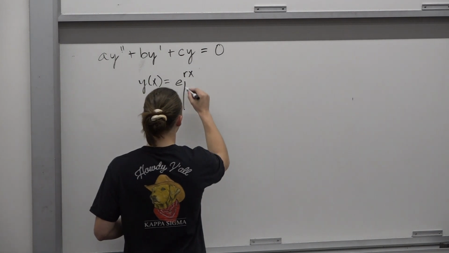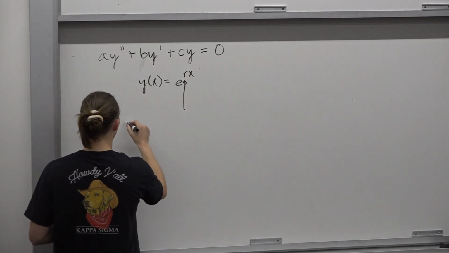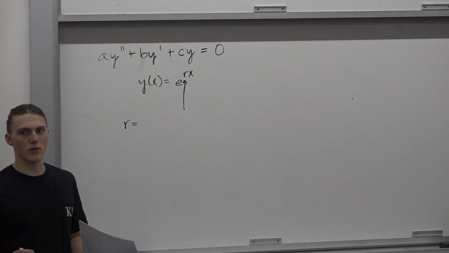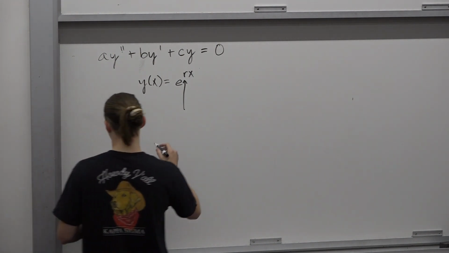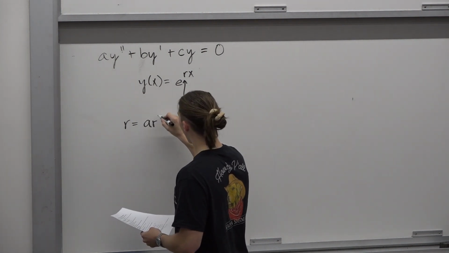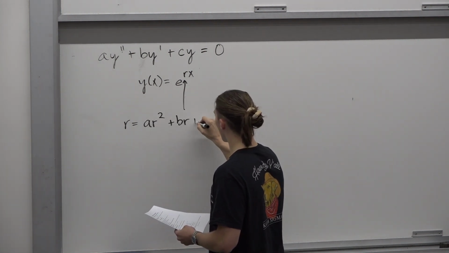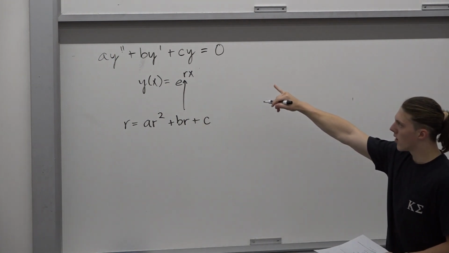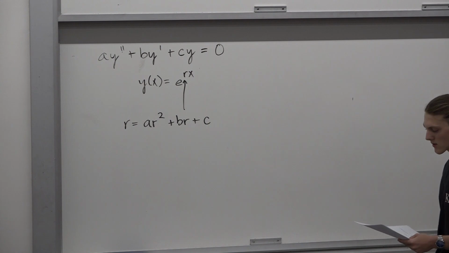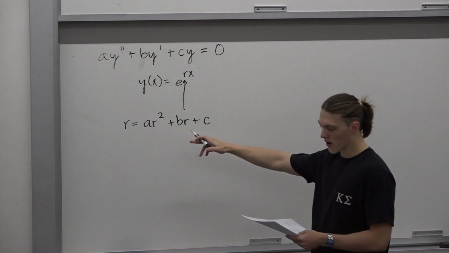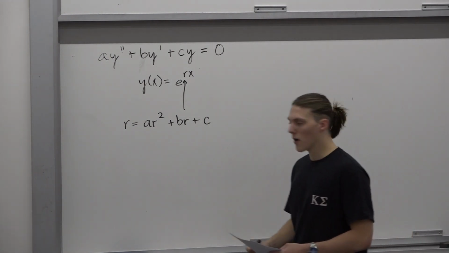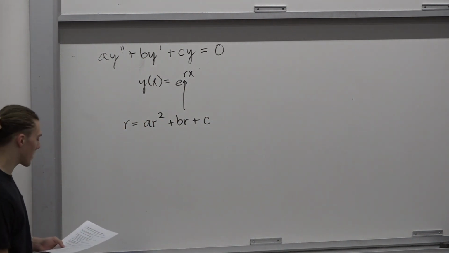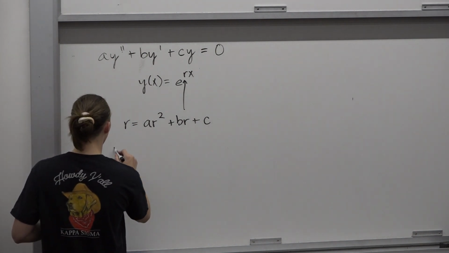So this r is what we want to solve for, and we can solve for r pretty easily by creating what is called the characteristic polynomial. So a r squared plus b r plus c equals 0, with these coefficients coming from what's in our problem. After we solve this for r, we have a few different possibilities. This is just like any standard quadratic equation. So we have three possibilities.